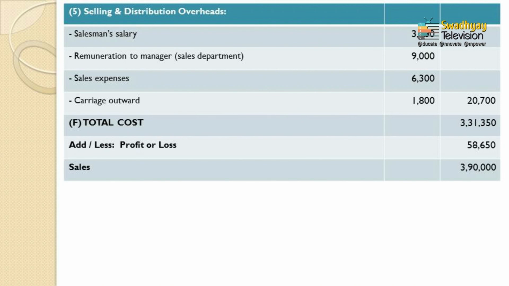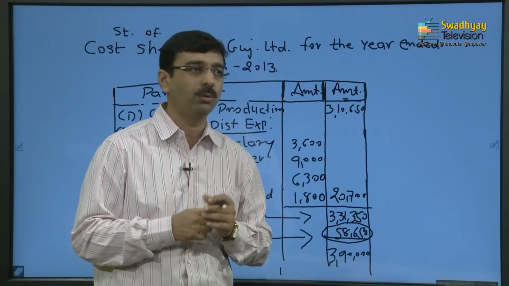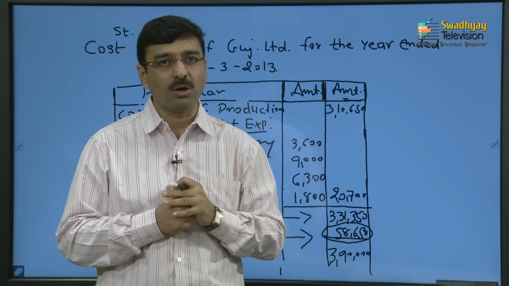In this question we have a profit because the sales is a higher value than the total cost, and that's why we determine a profit. This is the end of the first question, which is the problem of cost sheet. Thank you.